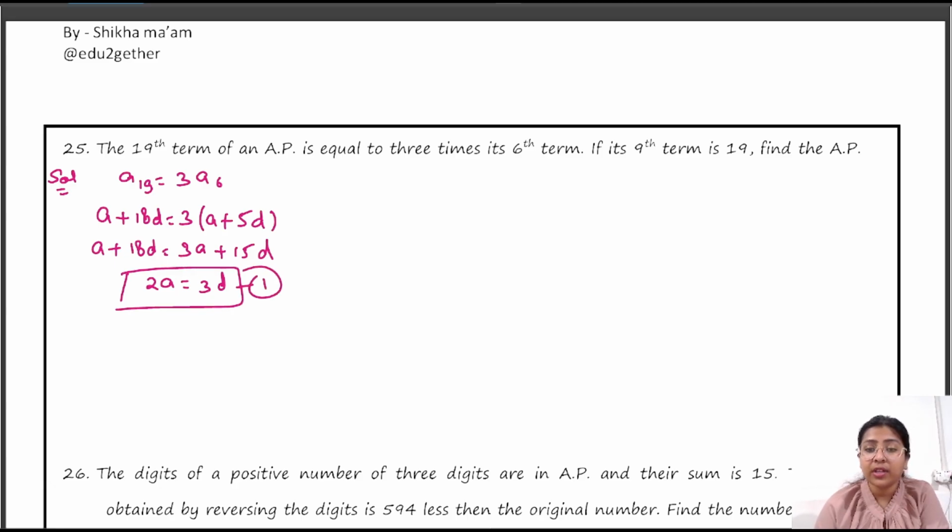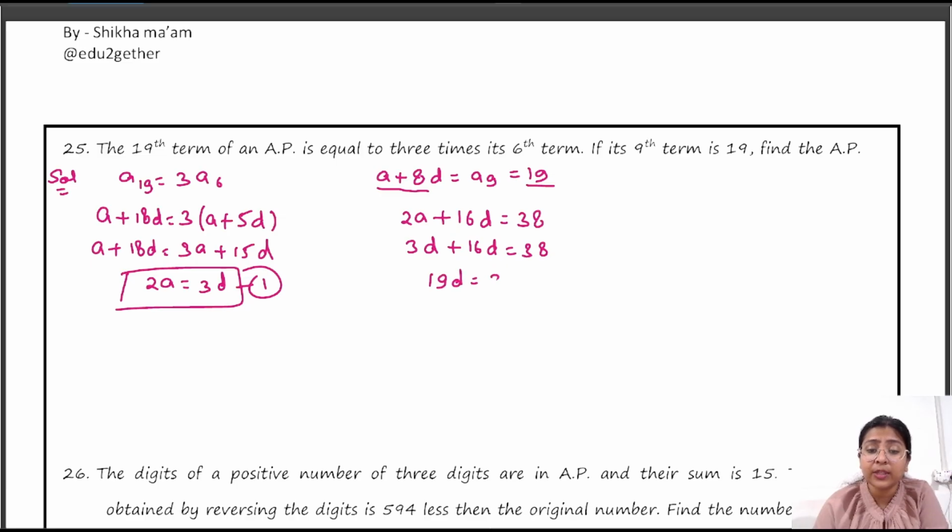Now we have another relation. If the ninth term is given as 19, the ninth term can be written as a plus 8d, that is A9 is given as 19. We can multiply the whole equation by 2, so you will get 2a plus 16d is equal to 38. Yes or no? Yes. And 2a is equal to 3d. From equation 1 we can write 3d instead of 2a. So you will get 19d is equal to 38.